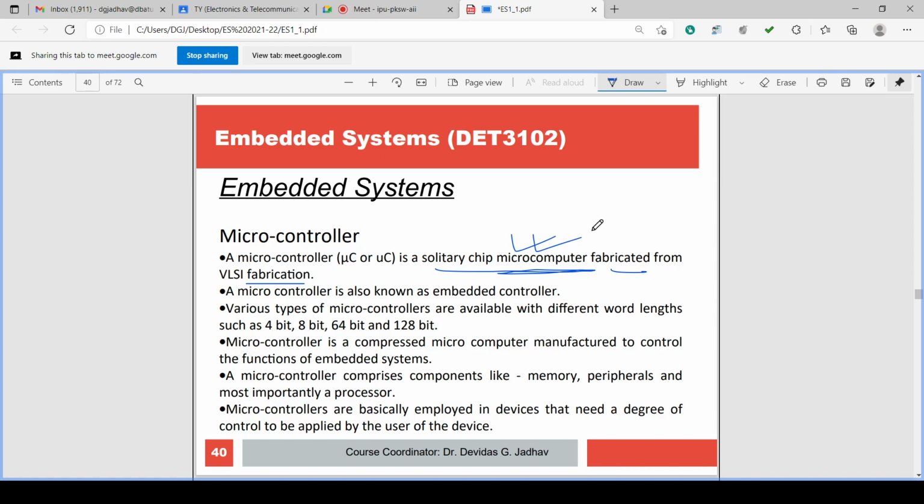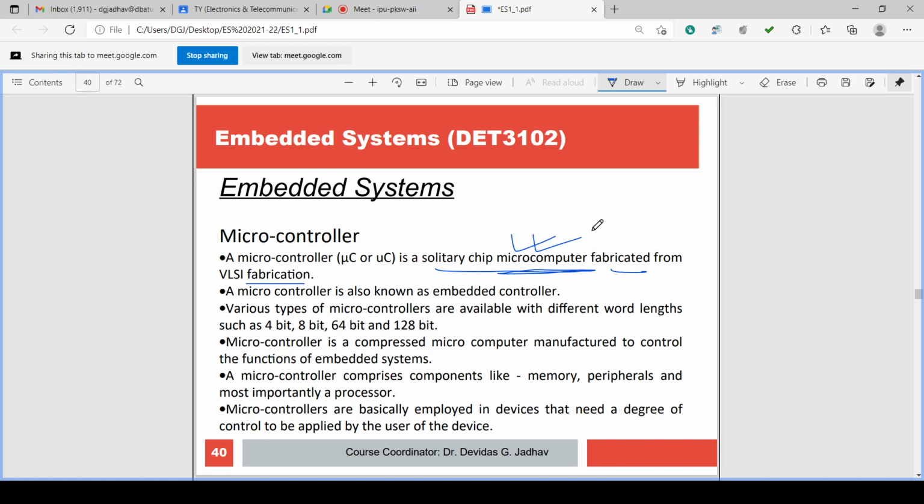Maybe the display may not be like the high resolution TFT, LCD or LED display of a computer or laptop. Maybe a 16 by 2 LCD display will be there, a simple LCD display, but there is a display which is the output device that can be connected. Maybe a very small keyboard, a 4 by 4 matrix keyboard or a 16-key matrix, can be interfaced. But that is the keyboard which we are interfacing.